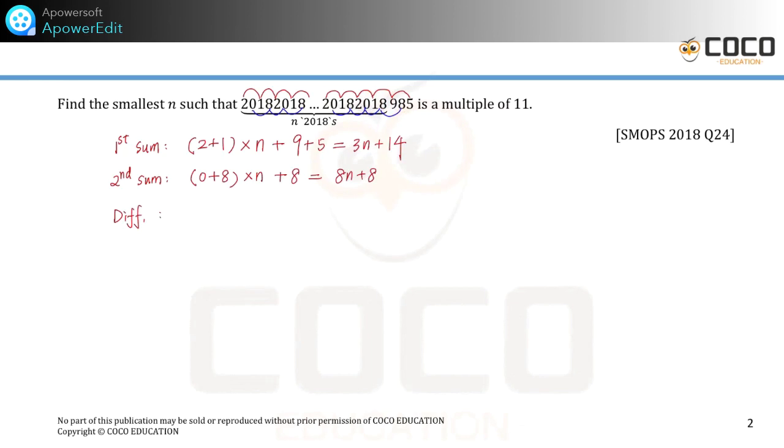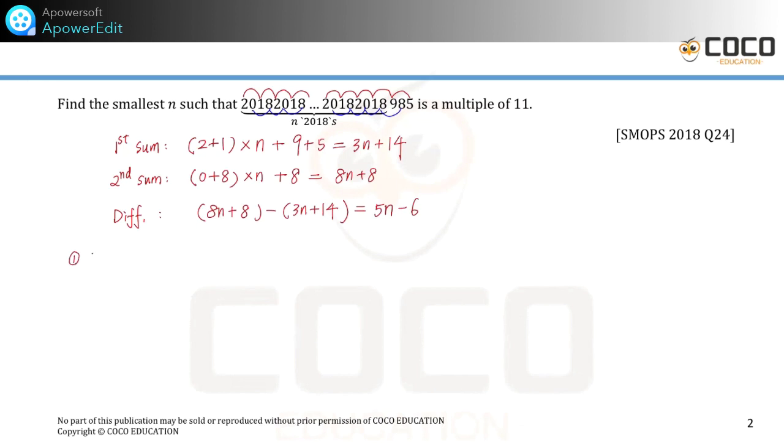Now we check the difference. The difference between them is a multiple of 11. We use 8n plus 8 minus 3n plus 14. Okay, so 8n minus 3n equals 5n, plus 8 minus 14, the same as minus 6.